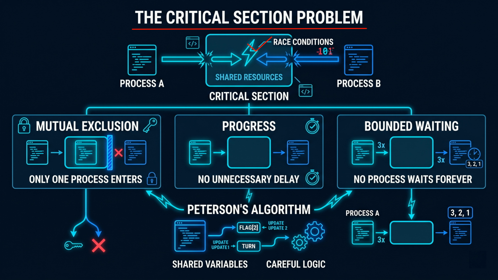We also learned that a proper solution must satisfy three important conditions. First is mutual exclusion, meaning only one process enters at a time. Second is progress, meaning if no one is inside, some waiting process should be allowed in without unnecessary delay. Third is bounded waiting, meaning no process should wait forever while others repeatedly enter. Peterson's algorithm became famous because it satisfies these conditions for two processes using only shared variables and careful logic.